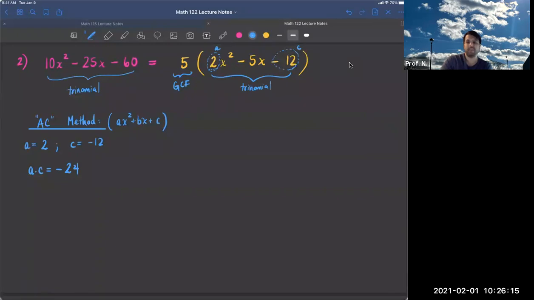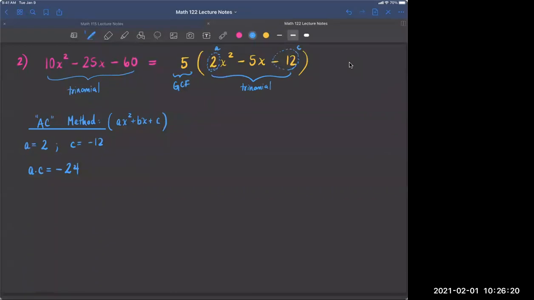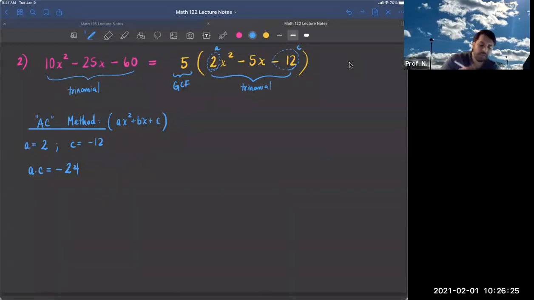So after we multiply 2 and negative 12, we get negative 24. Then what do we do? Very good. So then you have to ask yourself what two numbers multiply to negative 24, and when you add them up, give you negative 5. So what are those two numbers? What are the factors of negative 24 whose sum equals negative 5? So what are those factors?